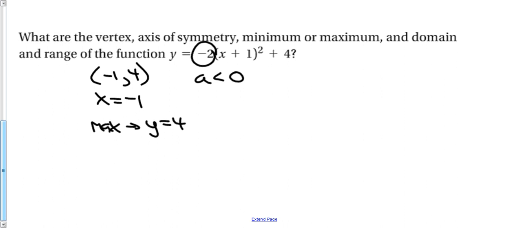So we're going to use the vertex for a couple different things. And in this case, all we have to do is look at a to decide whether or not we have a maximum or a minimum value. So the max is y is equal to 4. My domain is all real numbers, and my range is y is less than or equal to 4.